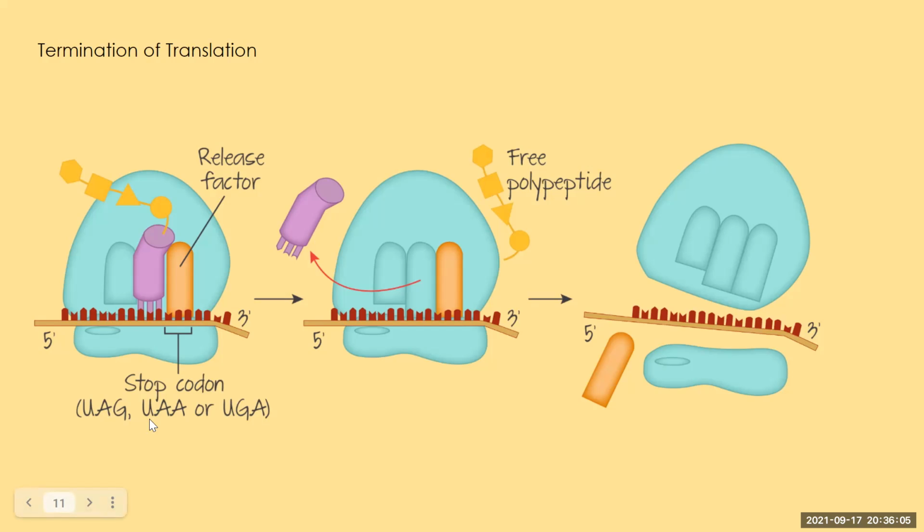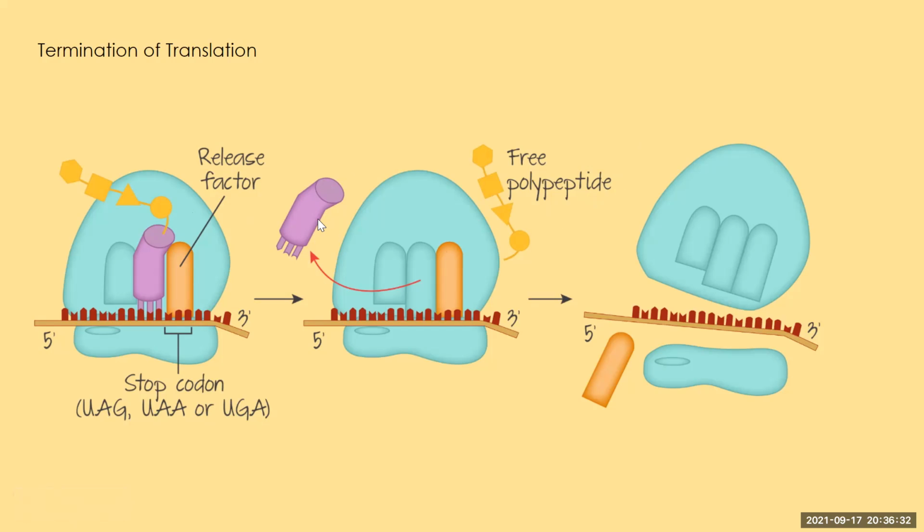And so when UAG, UAA, or UGA, this codon, is met, then a release factor will bind, and it will free the polypeptide. It will cut off any more amino acids from attaching to it. So when this release factor binds, the polypeptide is released.